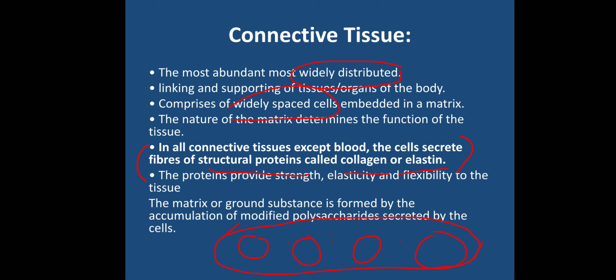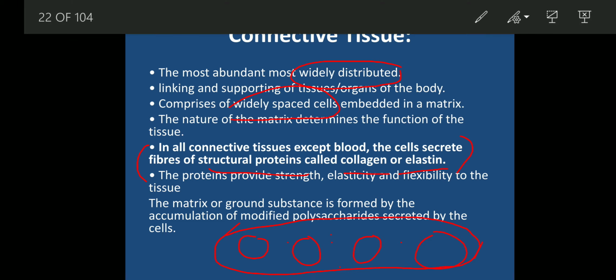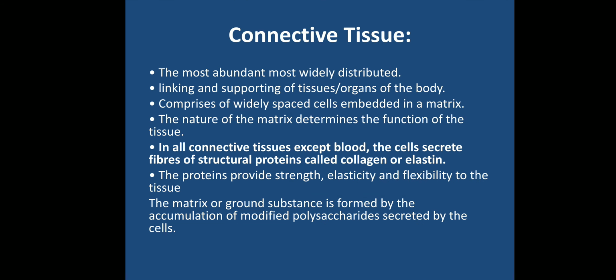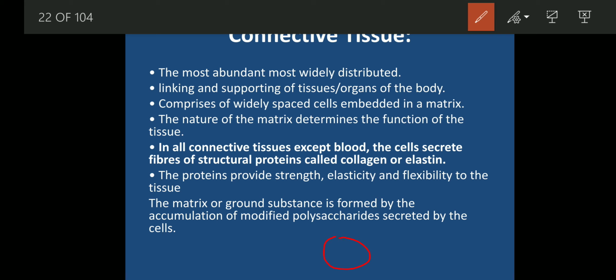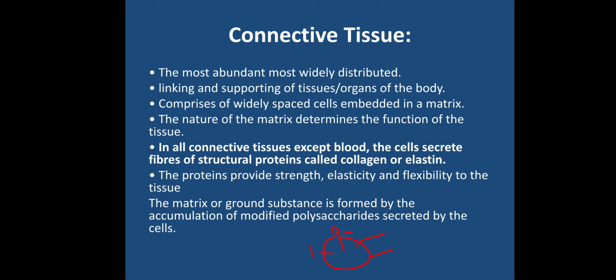Okay. Now the matrix, or the ground substance, is formed due to accumulation of the polysaccharide secreted by the cells. So how is it formed? Suppose this is my cell. Now this cell will secrete some specific type of polysaccharides out of its body, and these polysaccharides will be deposited around it. The polysaccharide deposited around the cells is responsible for the formation of ground substance, or we can also consider that as the matrix. Okay, so that was a brief discussion about the connective tissue.